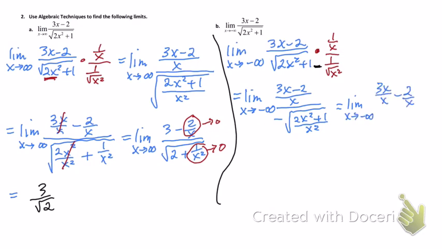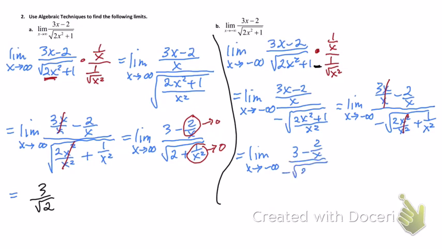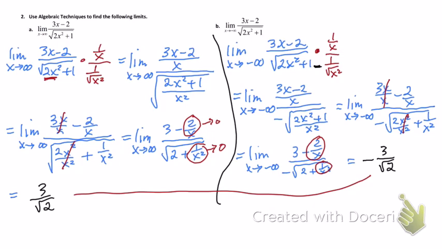This looks the same. The denominator, except for the negative sign, looks the same. I cancel. I think you can see where this is headed. These two fractions both go to 0, which is going to leave me this. Notice that is a different limit from part A. Let's see what it looks like.